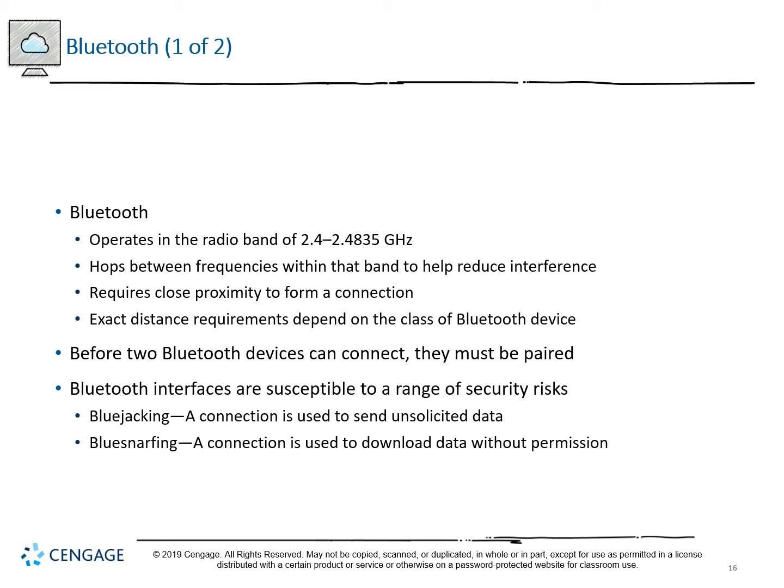Bluetooth interfaces, because they are wireless and because it's a simple pairing operation to connect to them, are susceptible to a number of different security risks. Bluejacking is where a connection is used to send unsolicited data, and bluesnarfing is where a connection is used to download data without permission.